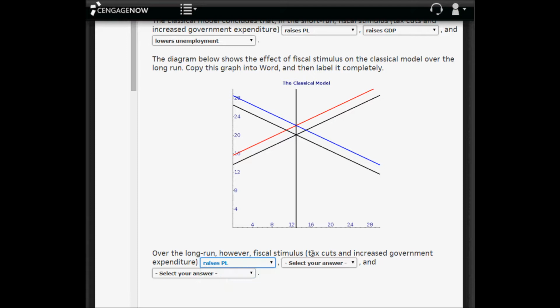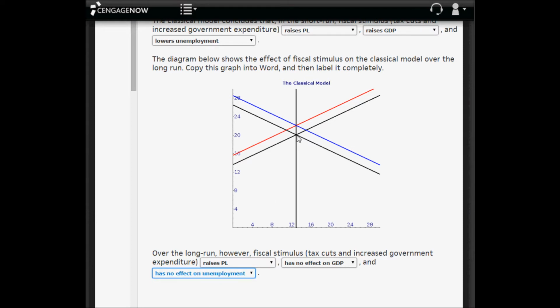So you have a huge increase in the price level. Fiscal policy, tax cuts, and increased government expenditure raise the price level. Now GDP starts out here, temporarily goes out here, but because there's this self-correcting mechanism embedded in the short run aggregate supply curve through wages and the prices of other production inputs, GDP ends up back at long run aggregate supply. So there's no change in GDP. Fiscal stimulus has no effect on GDP over the long run.